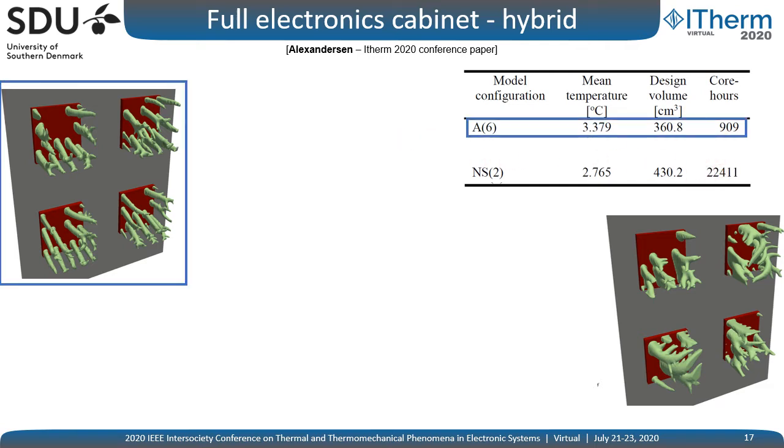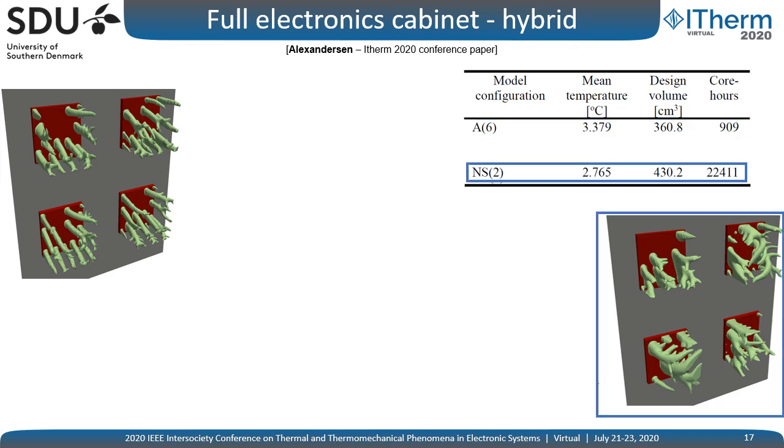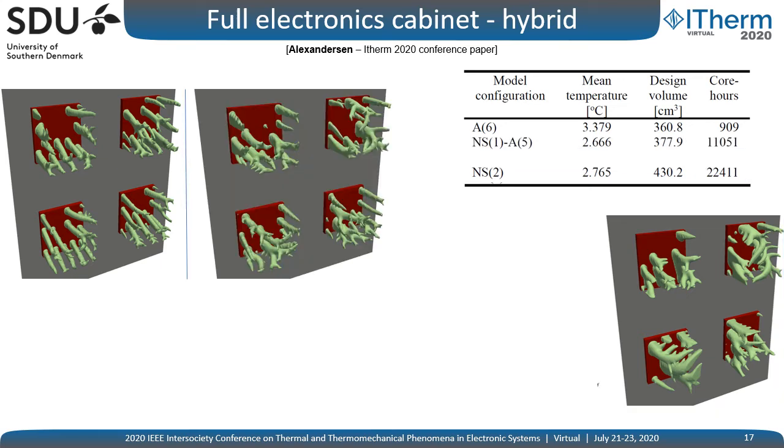So here we have the fully approximate model, the full Navier-Stokes solutions. But if we combine the two, so we first run with Navier-Stokes for a little bit and then the approximate model for the rest, we can significantly cut down the computational cost at only actually a better design performance here.